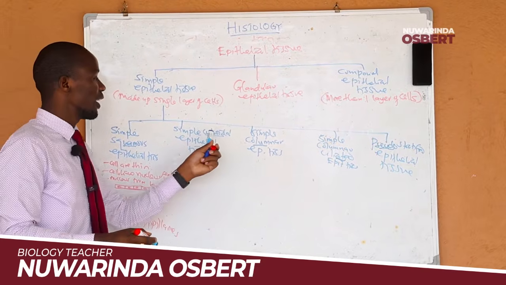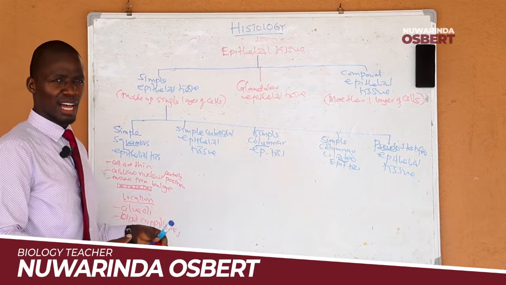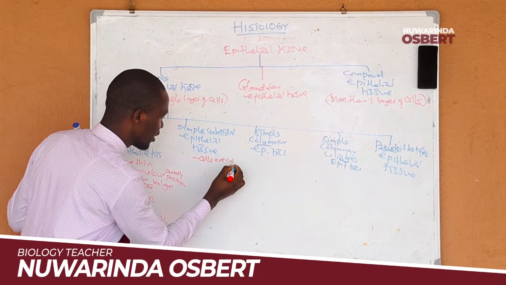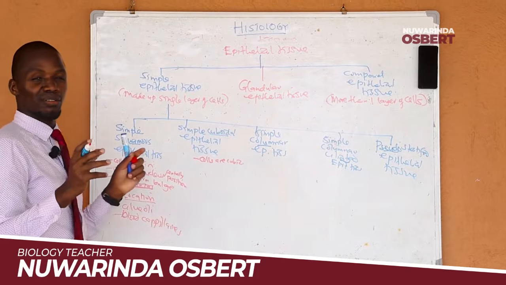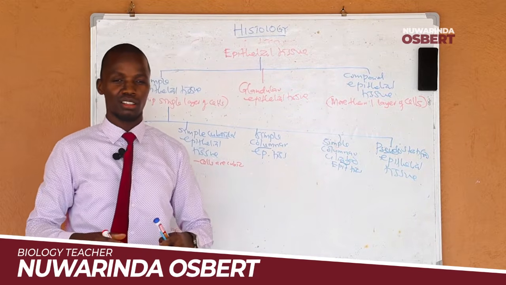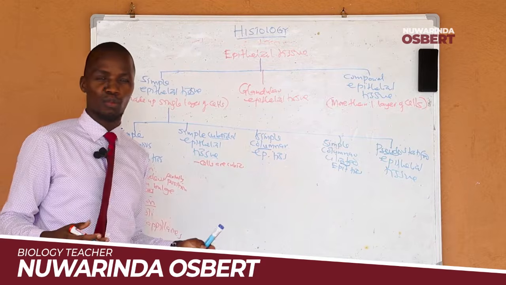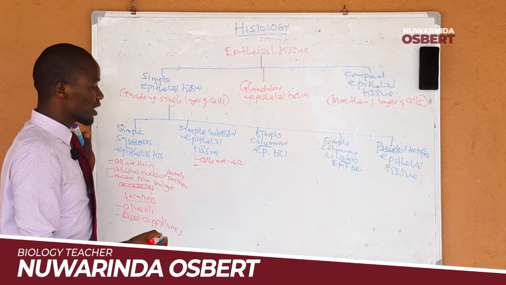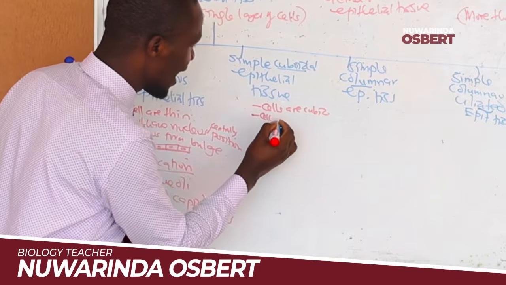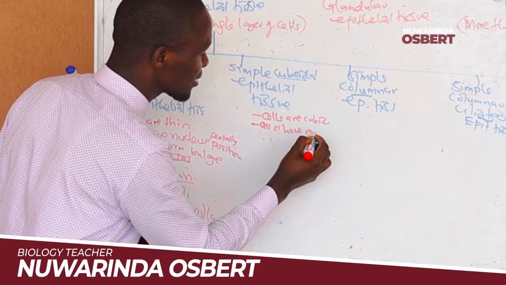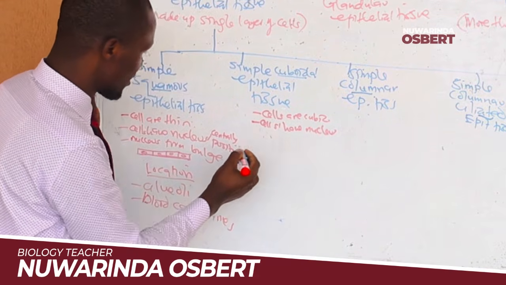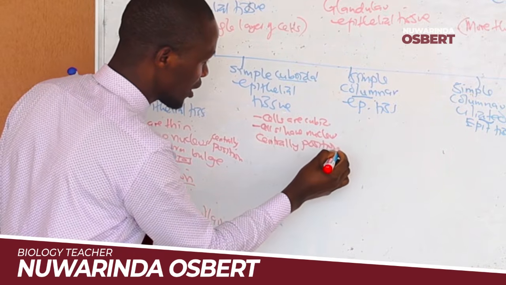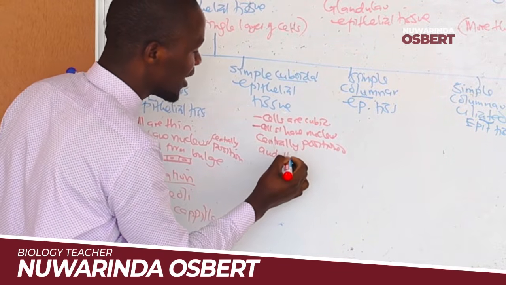We come to the cuboidal. Now cuboidal here means the cells are cubic. That means, you know, a cube is a structure which has all six sides equal. So we are saying that here the cells are cubic in nature. All sides are equal, and something special here is that the cells have a nucleus. This nucleus is centrally positioned, also found in the middle, and it is spherical.